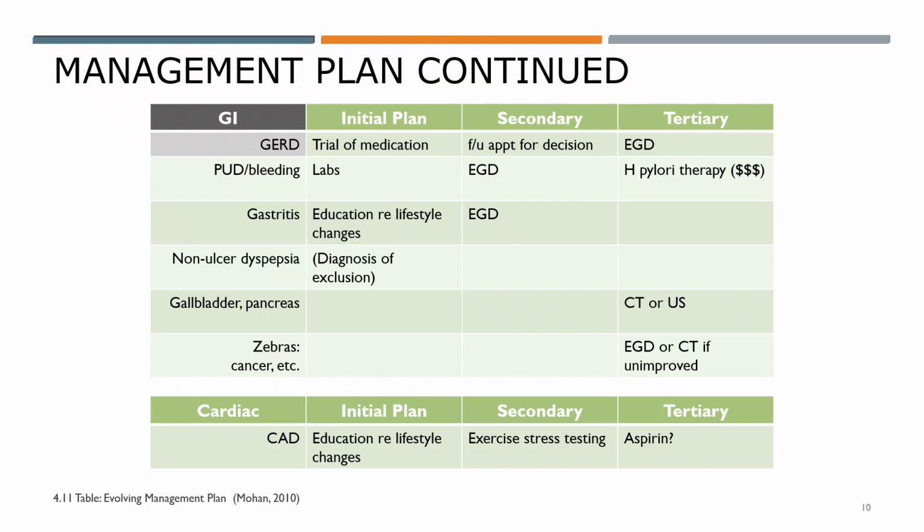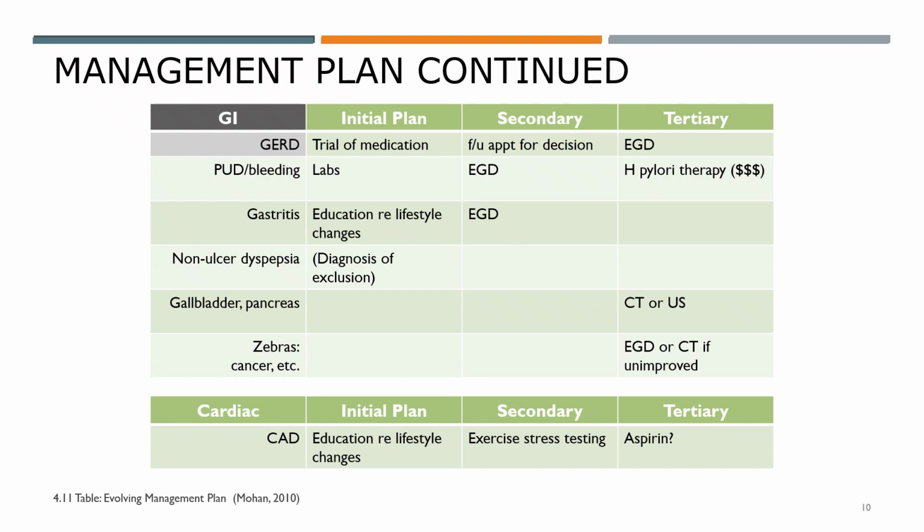Gastritis, in this case, initially looking at lifestyle education, and then secondary, again, going to an EGD if symptoms persist. And then looking at the next one, the non-ulcer dyspepsia, right? Managed as a diagnosis of exclusion, secondary testing only if needed. Looking at the gallbladder and pancreas, jumping to tertiary imaging, which may include things like CT or ultrasound. And we talked about the zebras, right? The rare causes like cancer. If common causes are ruled out, then you can escalate it to performing an EGD or a CT.